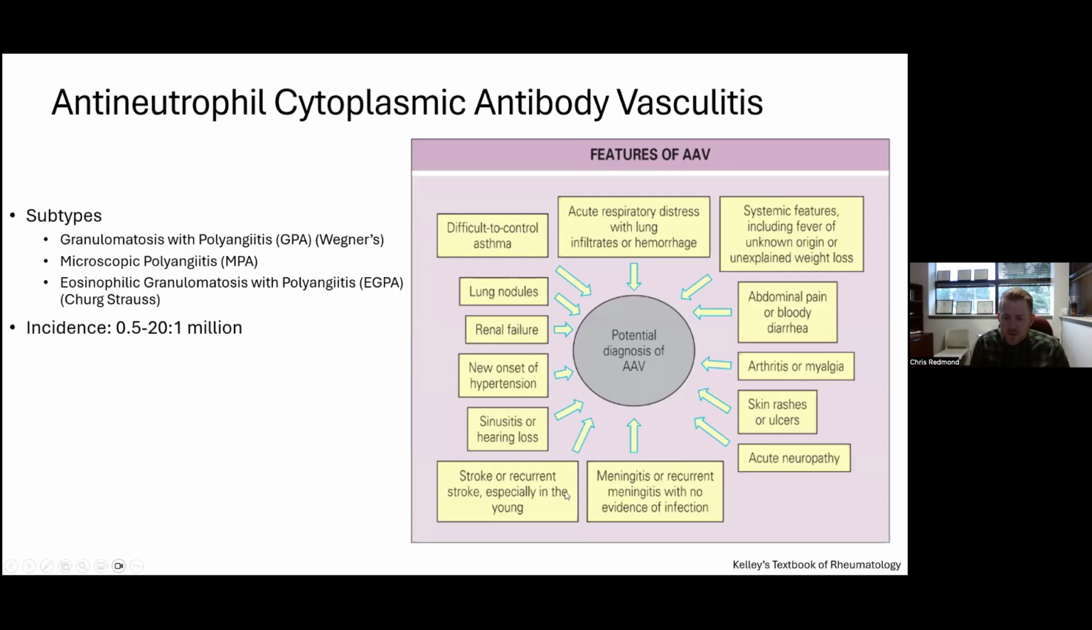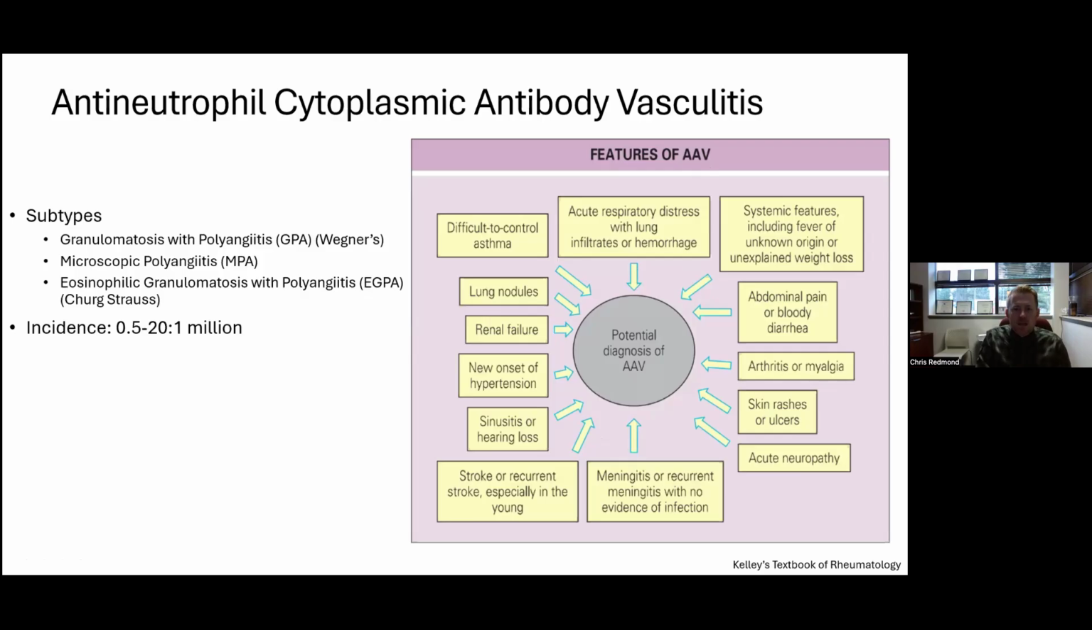You can have CNS involvement with strokes or meningitis. Ulcerations and skin rashes are very common as well. We'll see pictures throughout of palpable purpura or leukocytoclastic vasculitis and things like that you can see in ANCA-associated vasculitis as well. Rarely it can involve the GI tract as well. And then for certain types, upper airway involvement is very common.